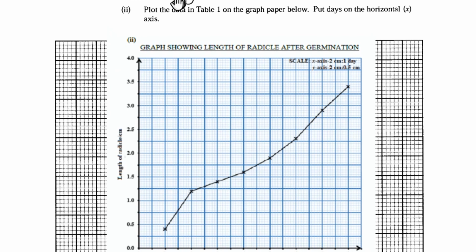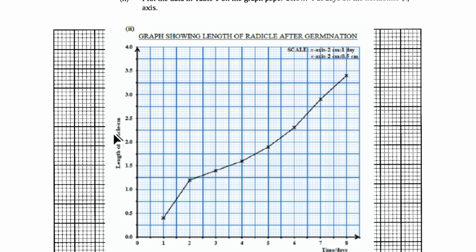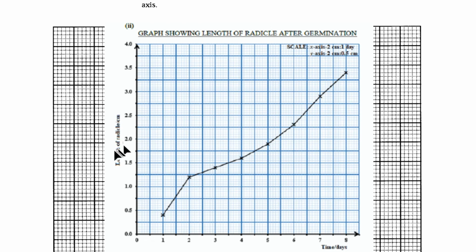So the next part here is to plot the data in table 1 on the graph paper below. Put days on the horizontal x-axis and of course the length of the radicle on the y. Remember, there's the responding variable, there's the manipulated variable. In the case here, you only have 1 set of data, so you don't need a key or legend. You just plot the points and you're good.